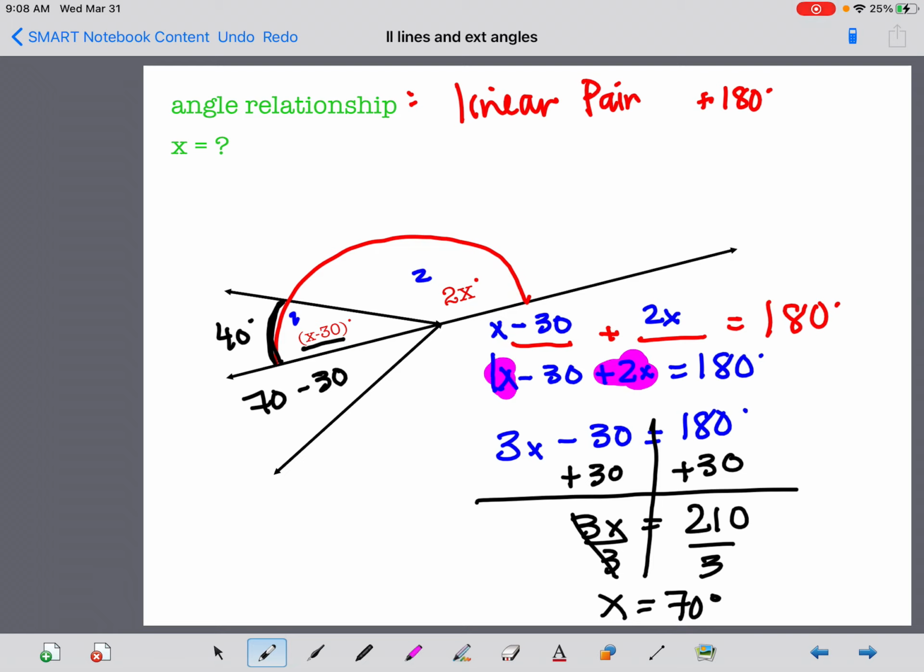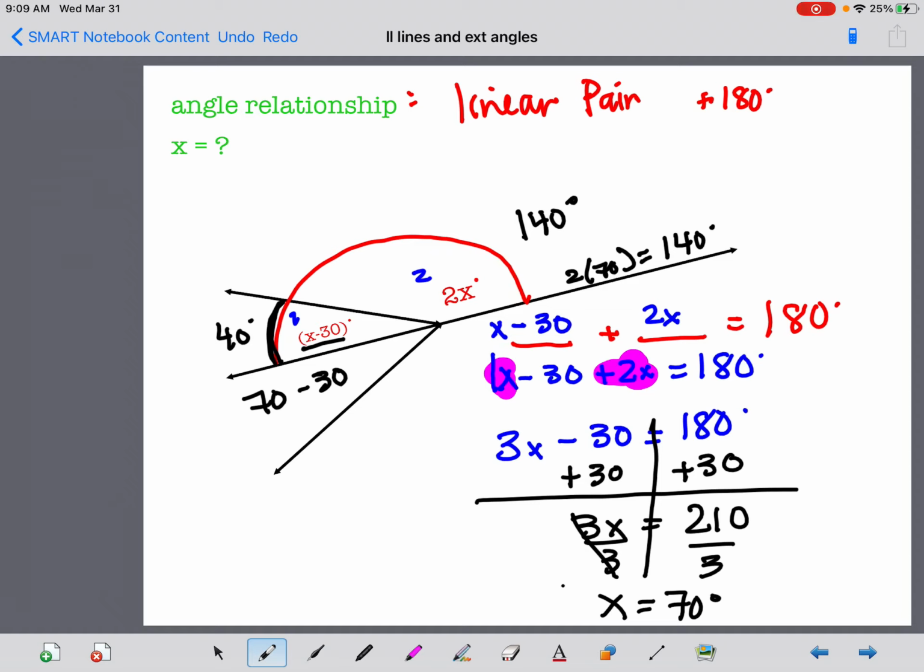And then if I know that angle is 40 degrees and they have to add up to 180 degrees, then this would have to be 140 degrees. And you can see that if I put 2 times 70, 2 times x, which is 70 degrees, that would also give me the 140 degrees that I would need there. So there's a couple of ways to identify the exact measurement.